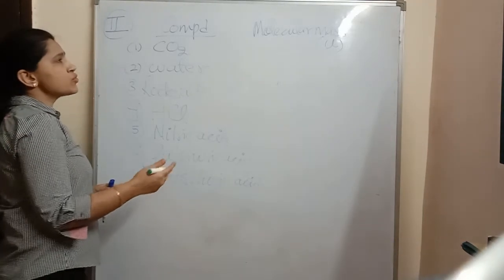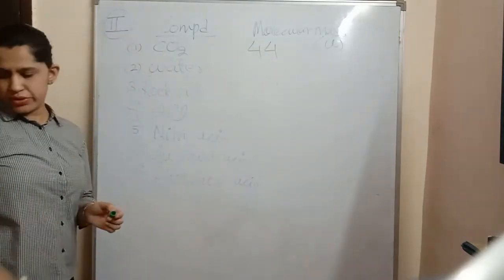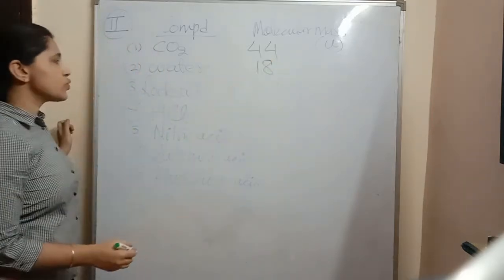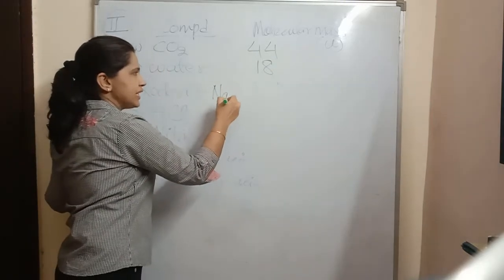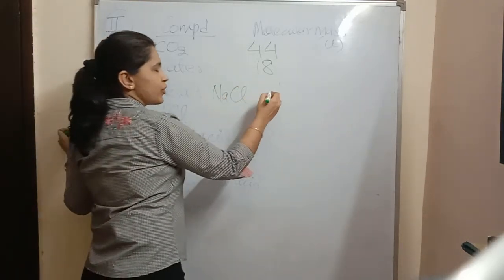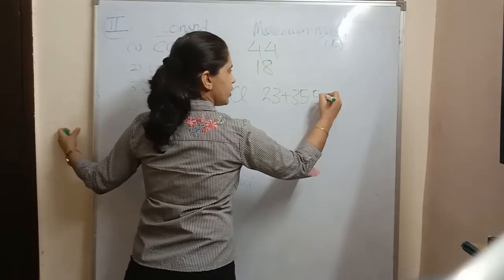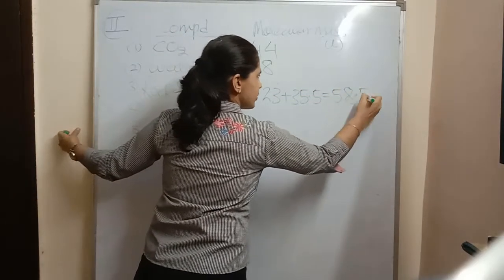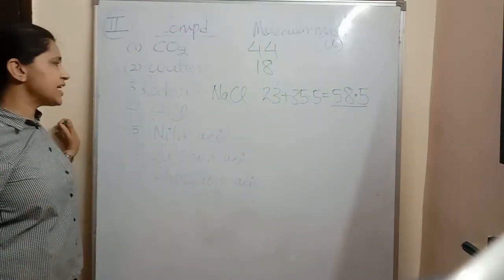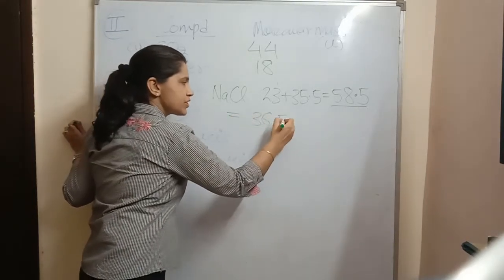Right. CO2, what is the molecular mass? It is 44. You can do the calculation. Water, as you all know, is 18. Rock salt, what is rock salt? Right, NaCl. That is 23 plus 35.5. How much is it? 58.5. For the questions, we use it all directly because we know the things. HCl, hydrochloric acid, is perfect 36.5.